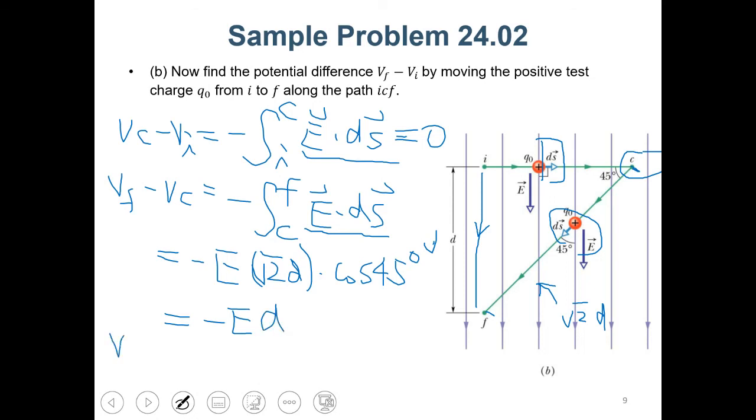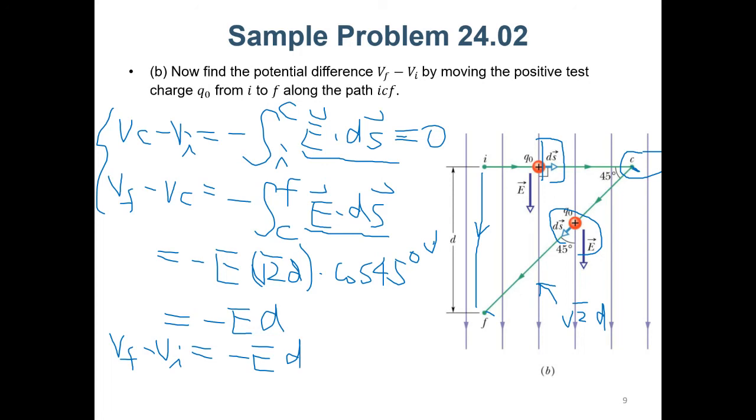And so when you add these two together, you have Vf minus Vi equal to minus Ed. So it doesn't really care about the path you go, from I to F directly, or from I to C and then to here, or maybe you go like this and then finally come to here. But actually this only applies to the electrostatic case. If there is some magnetic field, things will be different.